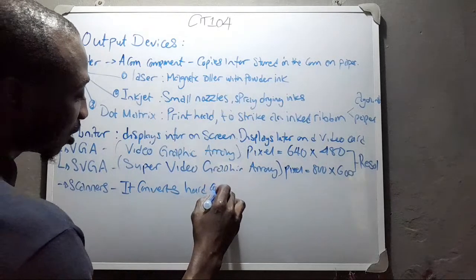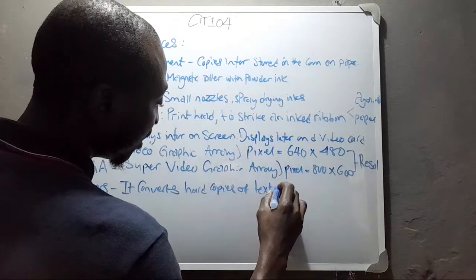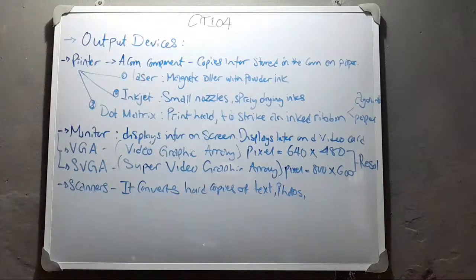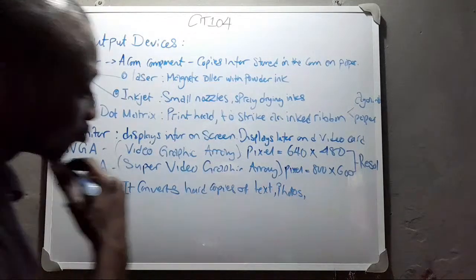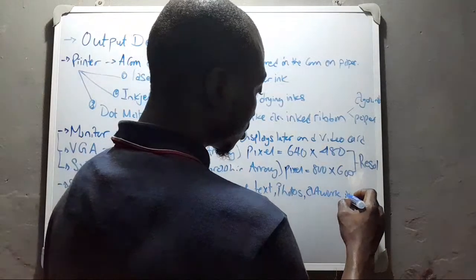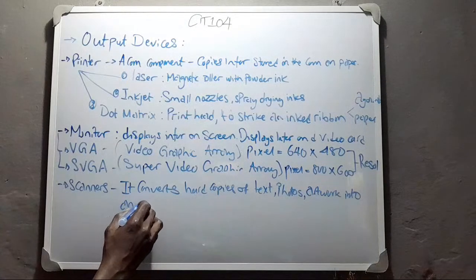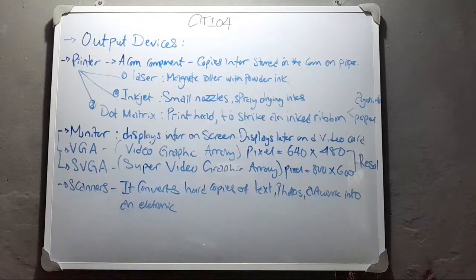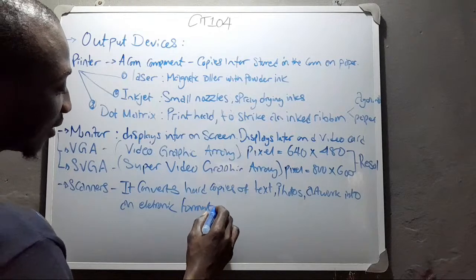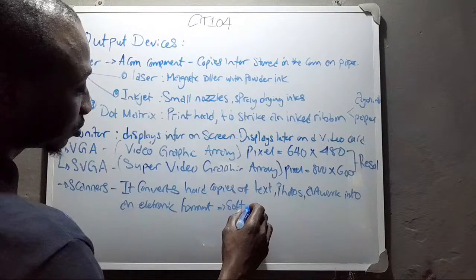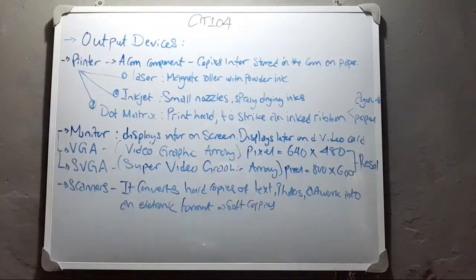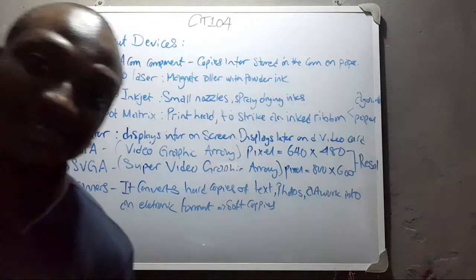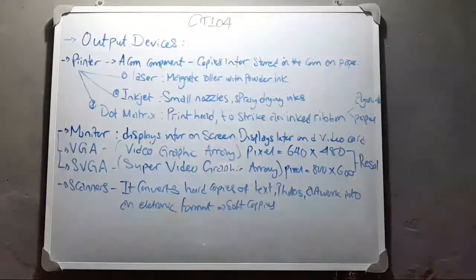Let's put it this way: scanners convert copies of text, photographs, and artwork into an electronic format, which is referred to as soft copy. If you now want to print it out and have the hard copy, then use a printer. But basically, a scanner helps you scan and convert into a soft copy, which you can save or store on your computer. So we have that.